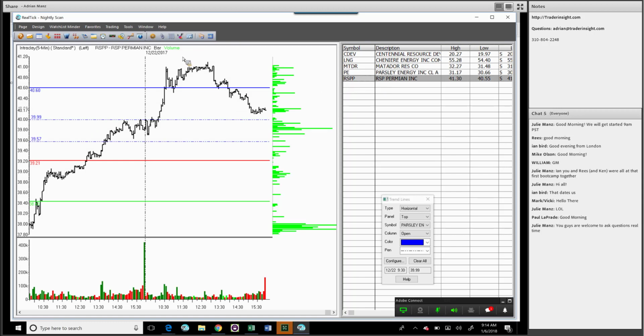Here's another one. This is RSPP. 38.99 got you in, or a tick above 38.99. A little bit of a swing down, never got close to that stop, and then moves up to the pivot line, and about 60 cents on that one. So that's how I'm setting these up.